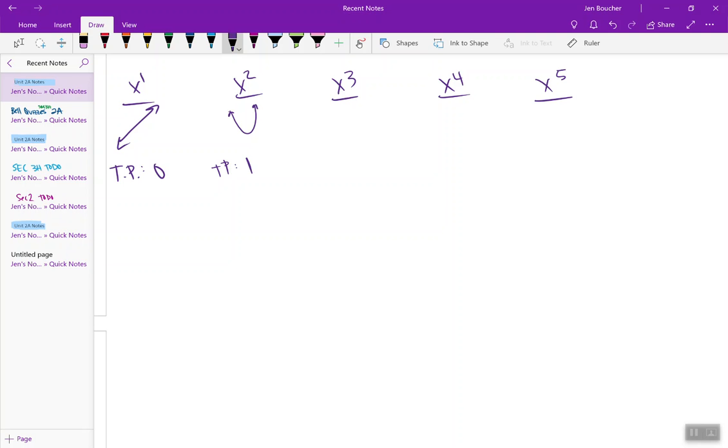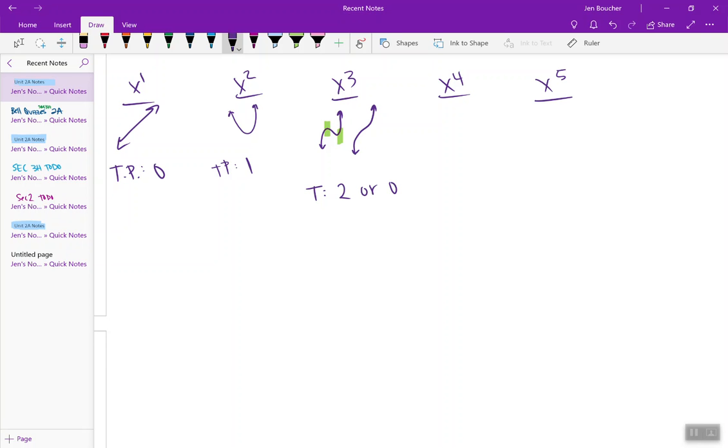The cube function has 2 general shapes it could take. It could go up, go down, go back up, or that turn may never happen and it just slithers up. So I have 2 options here. It either has 2 turning points or it doesn't have any. Is that okay?